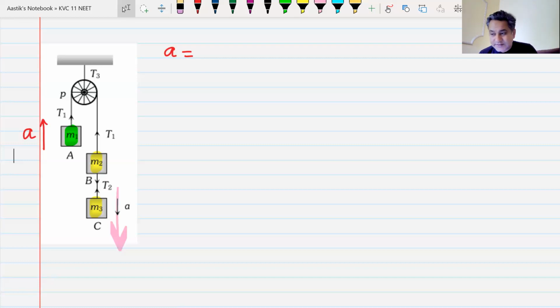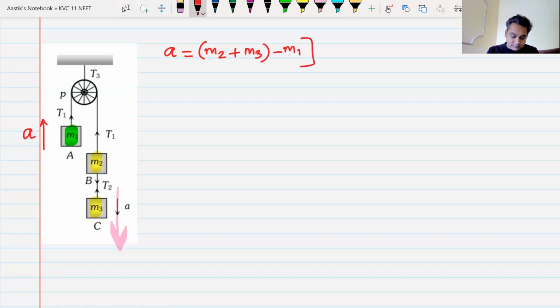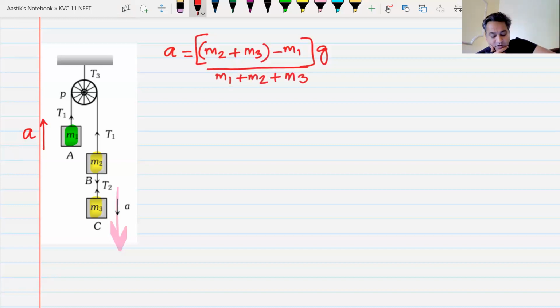So the answer for acceleration is: m2 plus m3 is more, so (m2 plus m3 minus m1) into g, divided by m1 plus m2 plus m3. Do we understand how I have written this equation? Yes or no? Then why were you not able to write it? You should be able to write it.